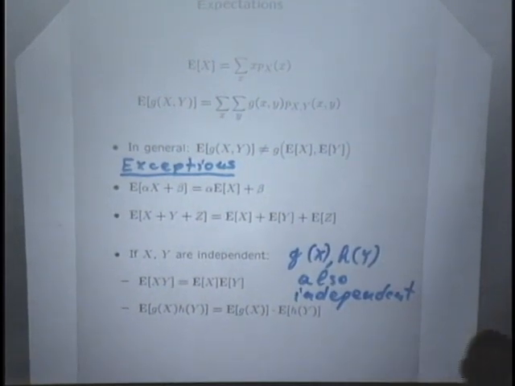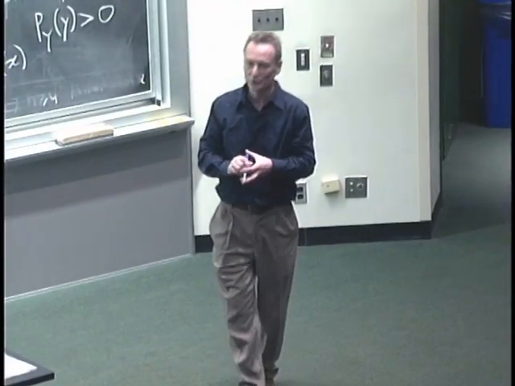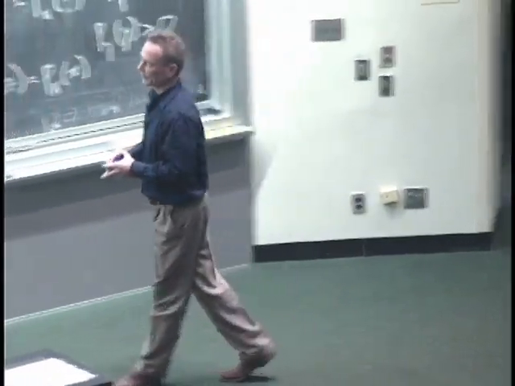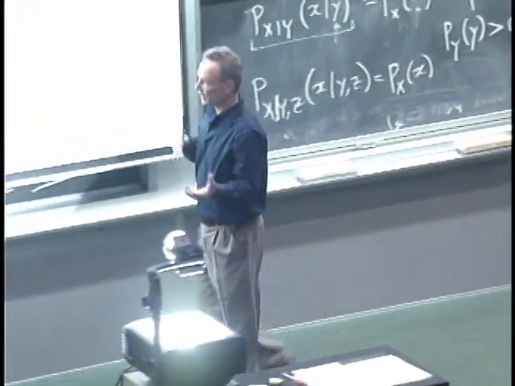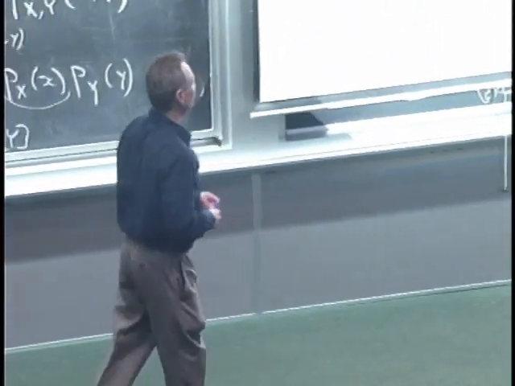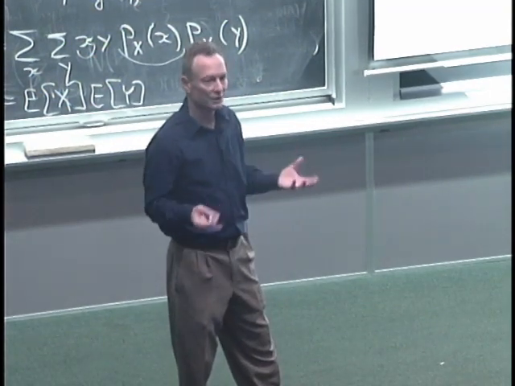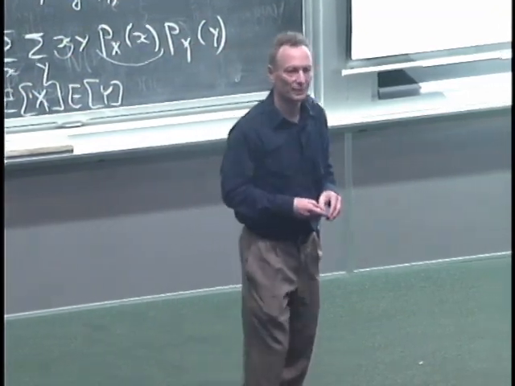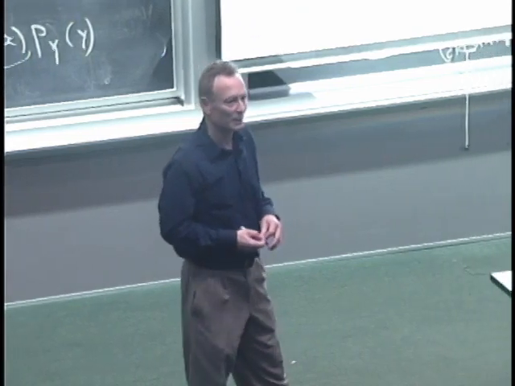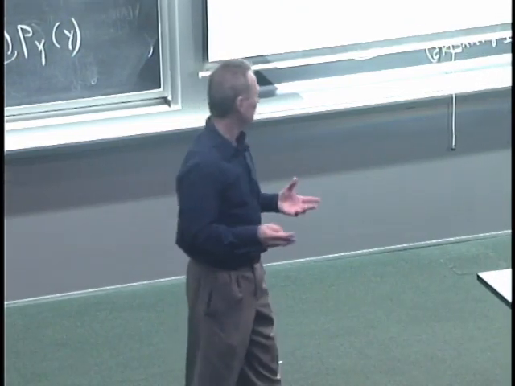Okay, so this is something that one can try to prove mathematically, but it's more important to understand conceptually why this is so. It's in terms of conveying information. So if x tells me nothing about y, x cannot tell me anything about y cubed, or x cannot tell me anything about y squared, and so on.